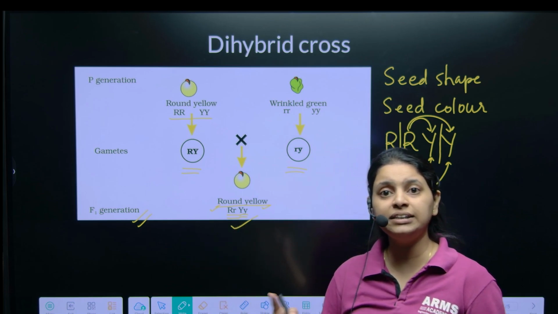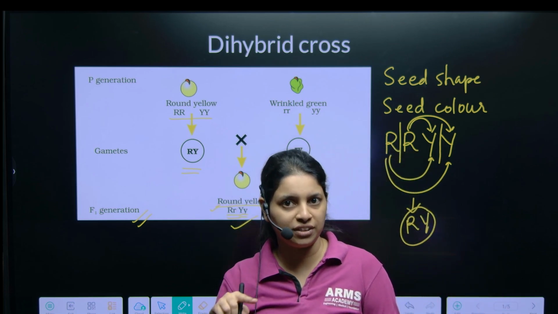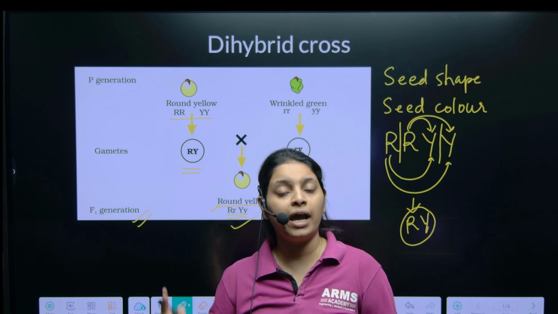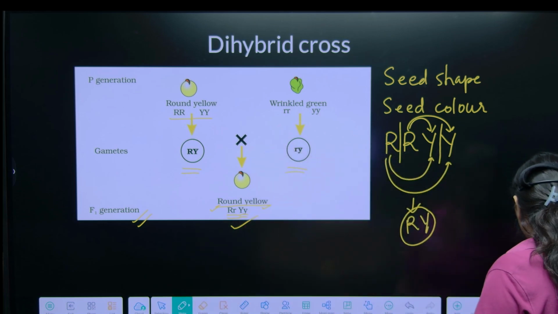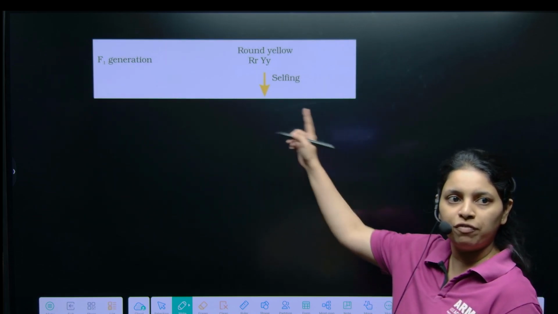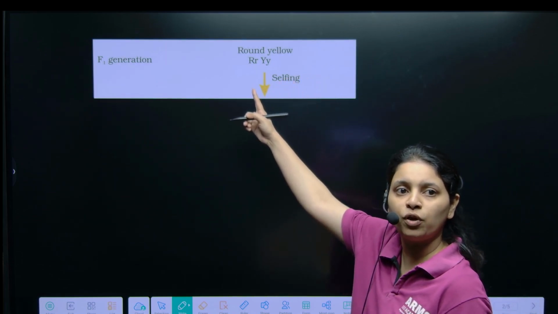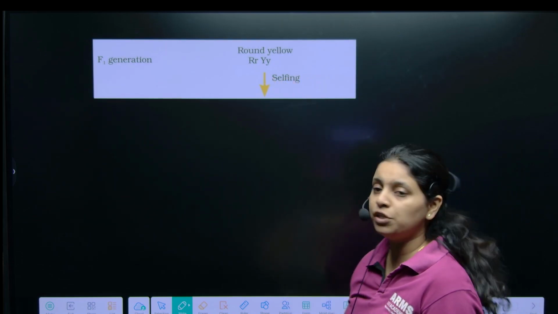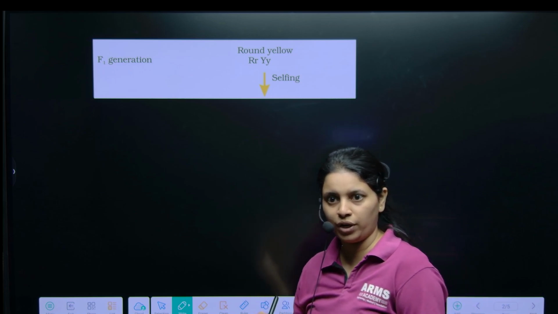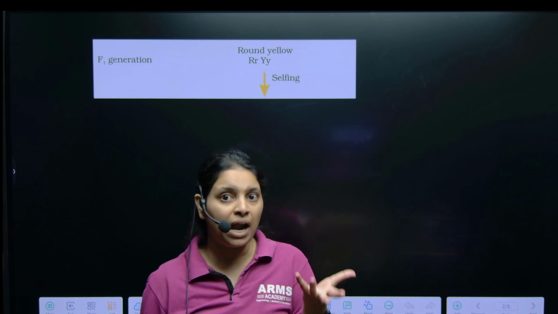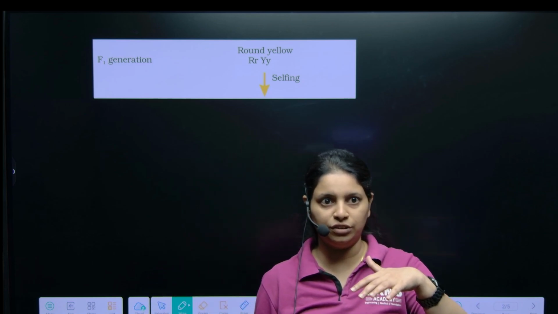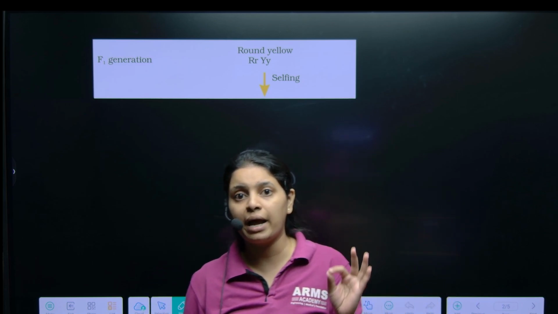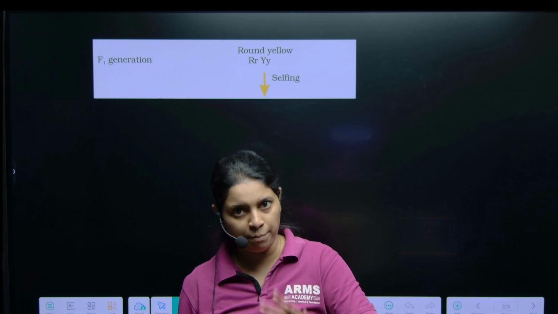The next step is selfing of F1 generation plant to obtain the F2 generation, that is second filial generation. So, let's see the next step. F1 generation, we already have capital R, small r, capital Y, small y. Now, we will do the self-pollination. As the pea plants have bisexual flowers, you can easily do self-pollination. So both male and female gametes will be provided by the same plant.